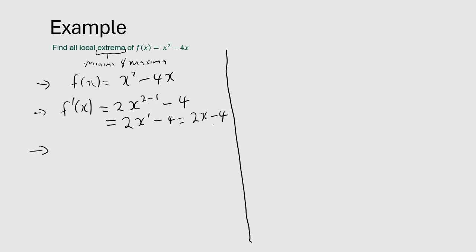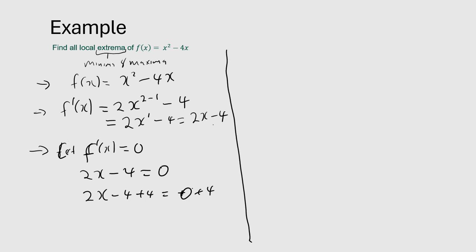So the next is we let f prime of x be equal to 0. So that is 2x minus 4 equal to 0. Then we solve for x. So this implies 2x minus 4. We have minus 4 here, so let's add 4 to both sides. And here 0 plus 4. So we have 2x minus 4 plus 4 is 0. So we have 2x is equal to 4.